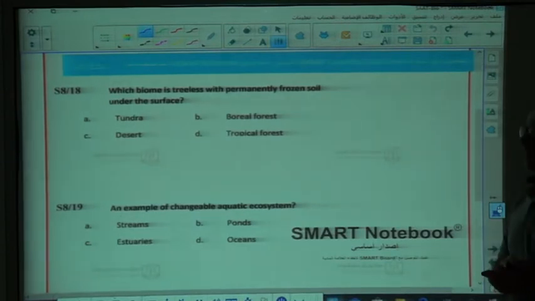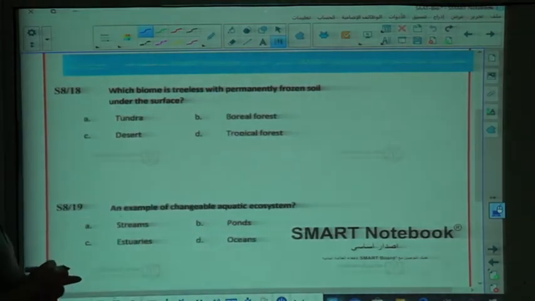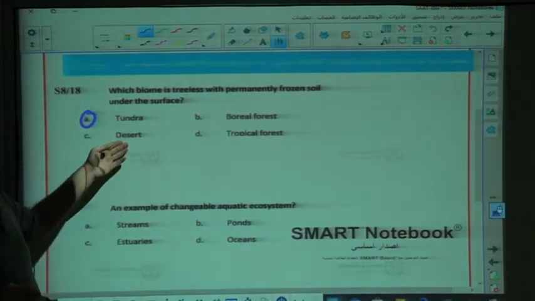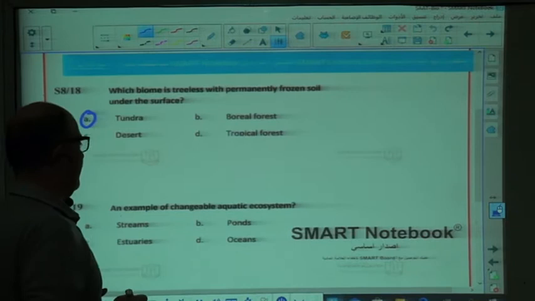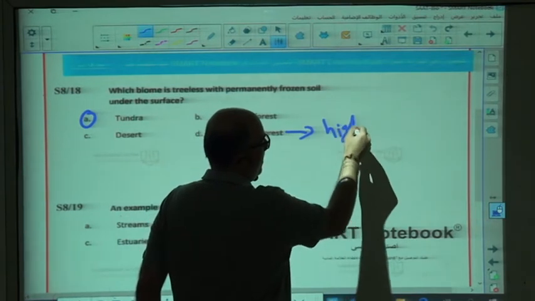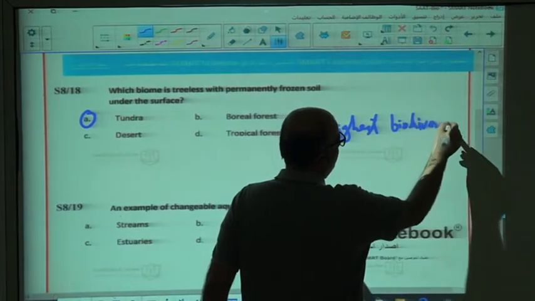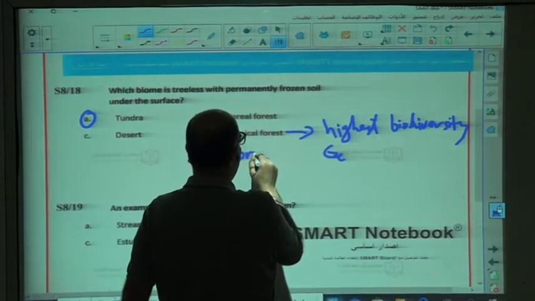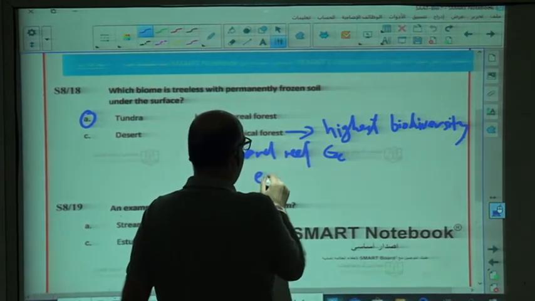Guys, which biome is treeless with permanently frozen soil under the surface? Tundra, yes. And you know, desert has low precipitation with a high amount of evaporation. A tropical forest, guys, has the highest biodiversity. After that come the coral reefs. Then guys, the estuaries.